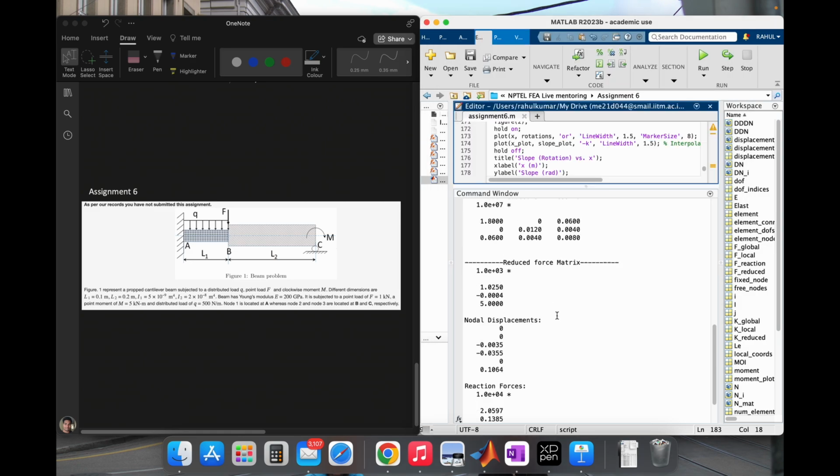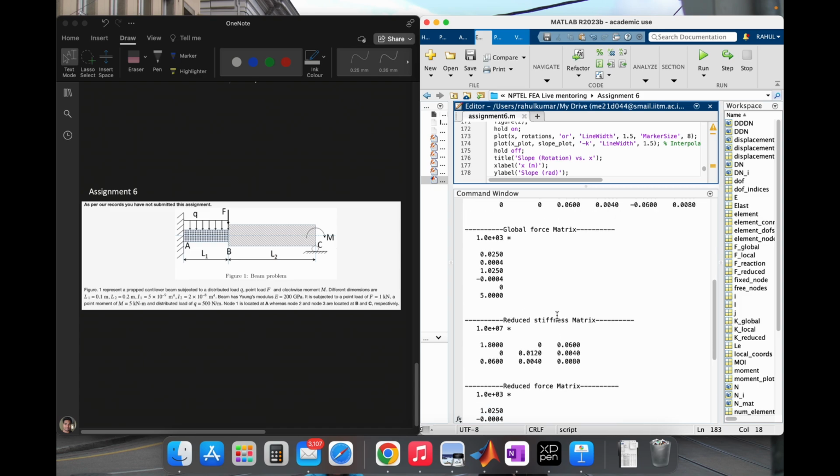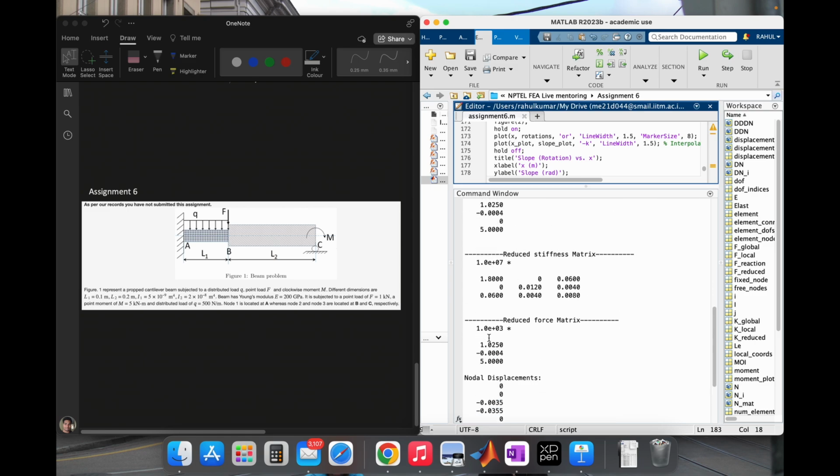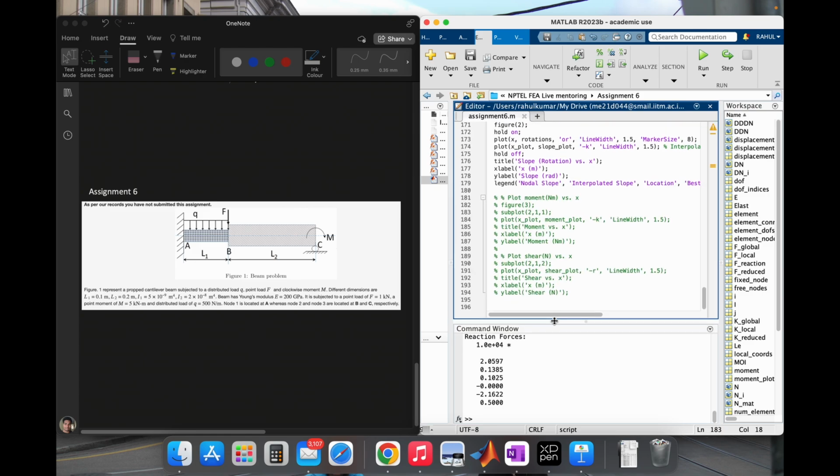And we will analyze the global force matrix. Here these are the force matrix, and this is the reduced one, and the nodal displacements and reaction forces. So these are all about the solution to assignment 5 and assignment 6, and we have also discussed the class problem by using the same code which we have created.